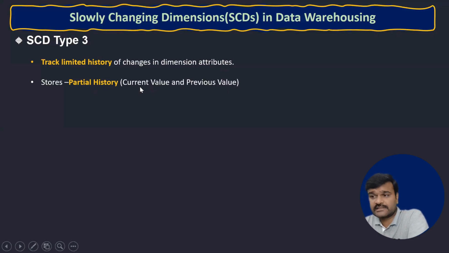It need not always be just current and previous. Current value of course, previous value of course. Likewise, before the previous you can maintain another value as another column. In such a way the data movement is going to happen.